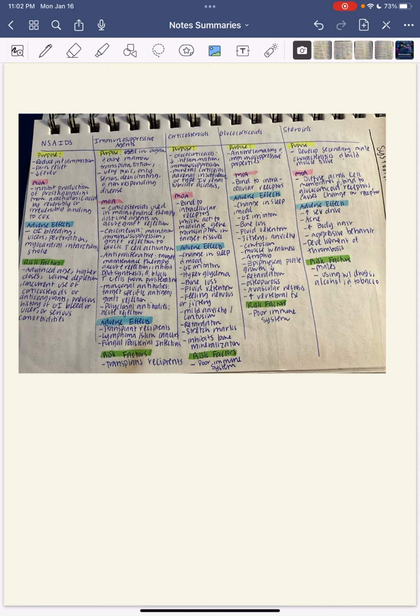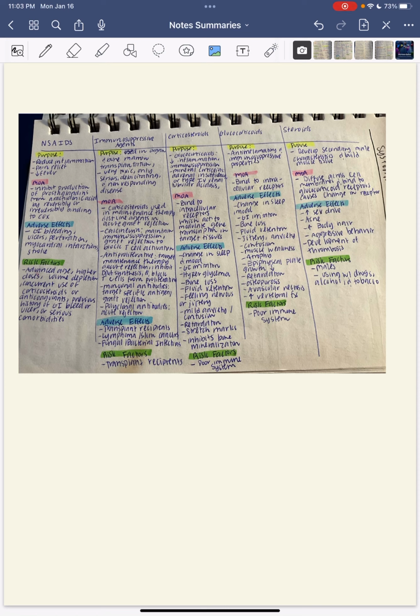You have NSAIDs, immunosuppressive agents, corticosteroids, glucocorticoids, and steroids. The purpose of NSAIDs is to reduce inflammation. It's also for pain relief and decrease in fever. Its mechanism of action includes inhibiting production of prostaglandins from arachidonic acid by reversibly or irreversibly binding to COX. Adverse effects include GI bleeding, ulcers, perforation, myocardial infarctions, and strokes. Risk factors include advanced age, higher doses, volume depletion, concurrent use of corticosteroids or anticoagulants, previous history of GI bleed or ulcer, or serious comorbidities.